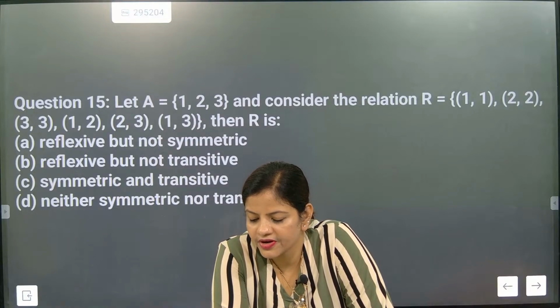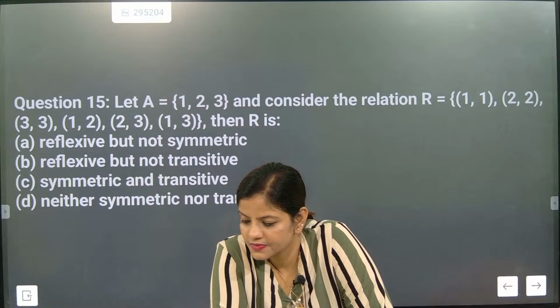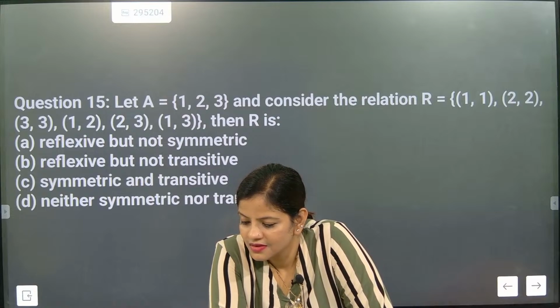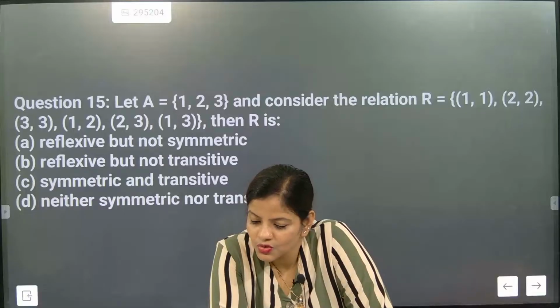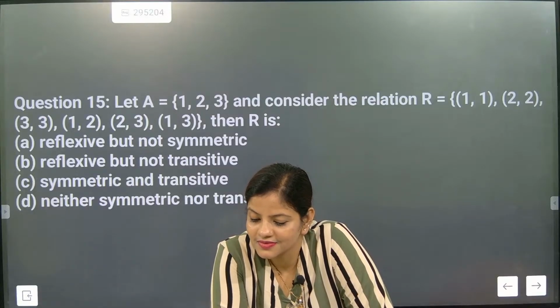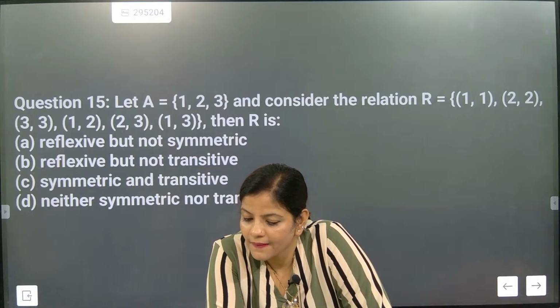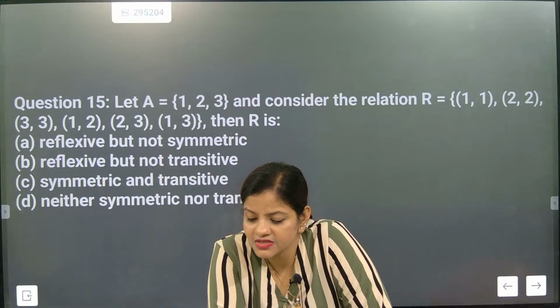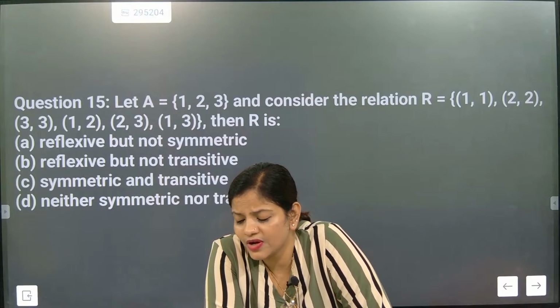Reflexive but not symmetric. You tell me one case where transitivity is failing. Yes, 1 3, 3 3. Any one situation is there. Yes, the transitivity is not failing here. You check nicely. 1 1, Pushmika, yes. See, 1 1, 2 2 is there.